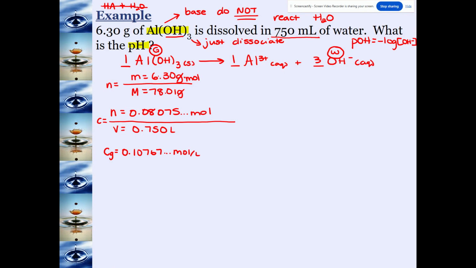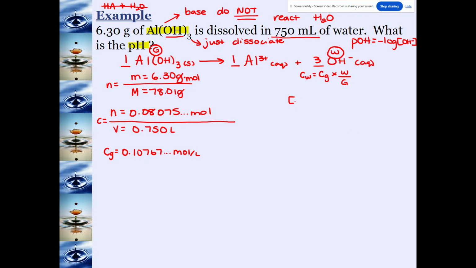Now this is the concentration of the compound. I need the hydroxide ions because I have a base. If I had an acid, I would be finding hydronium ions. When I have a base, I find hydroxide ions. So the concentration of my wanted equals the concentration of my given times balancing coefficients wanted over given.